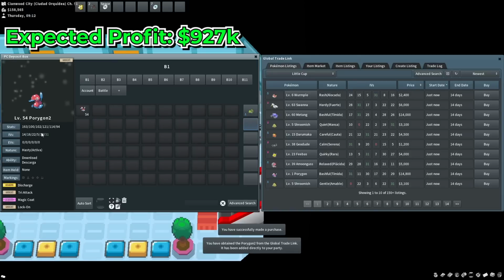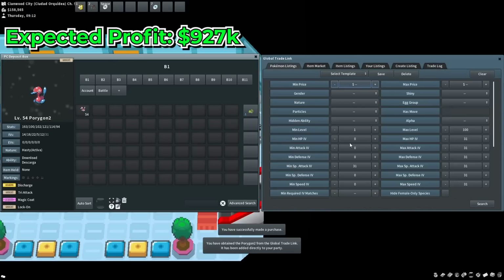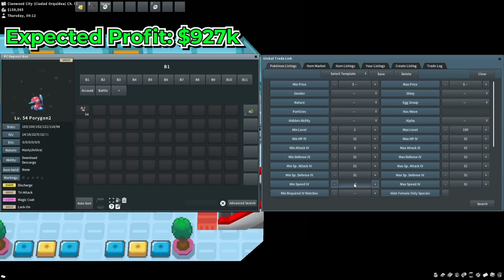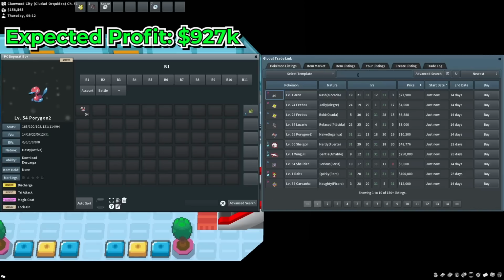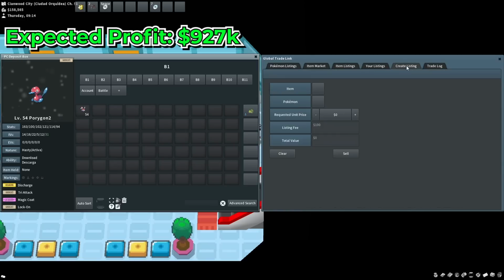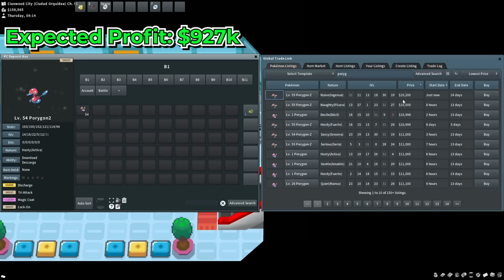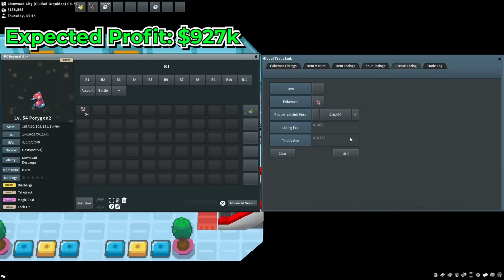Oregon is another mon that has a base price for 31 IVs in these ones here. So Oregon, and I wanted to show you. And yep, it's going for around 11. I think we didn't make profit on it, so I will list under this guy here because ours doesn't have great defenses. So 10,499. But these prices can go from 10 to 15k.